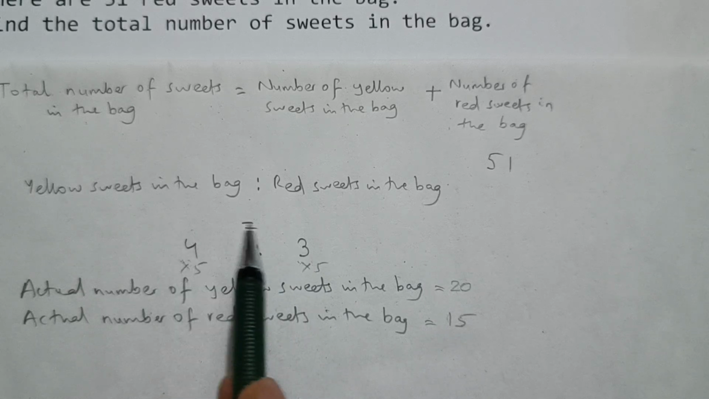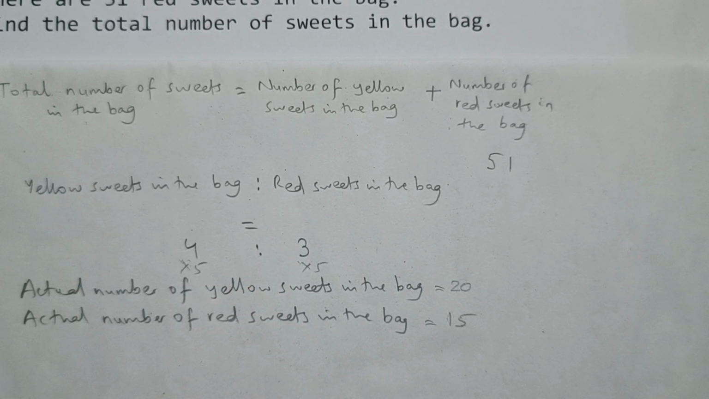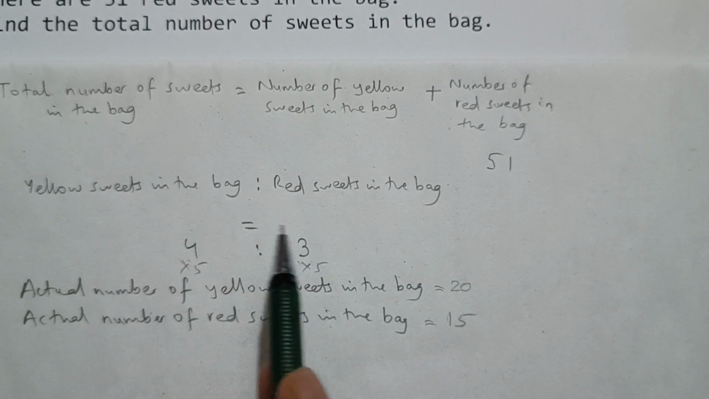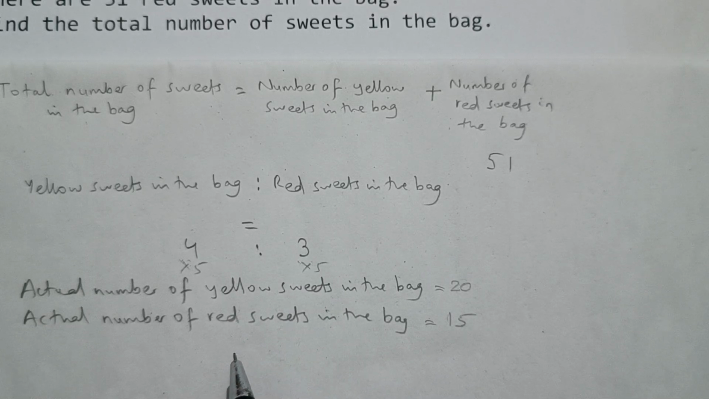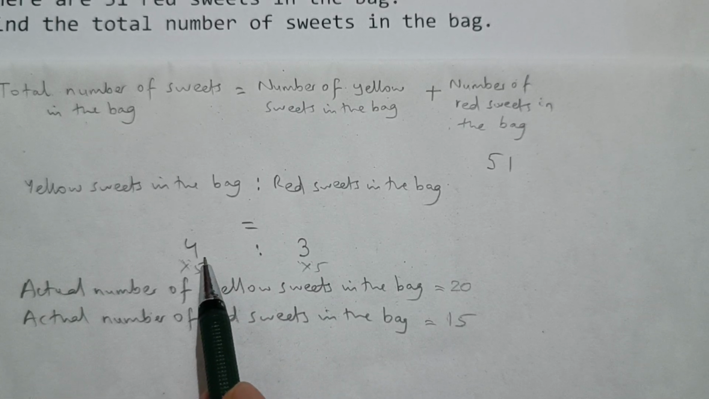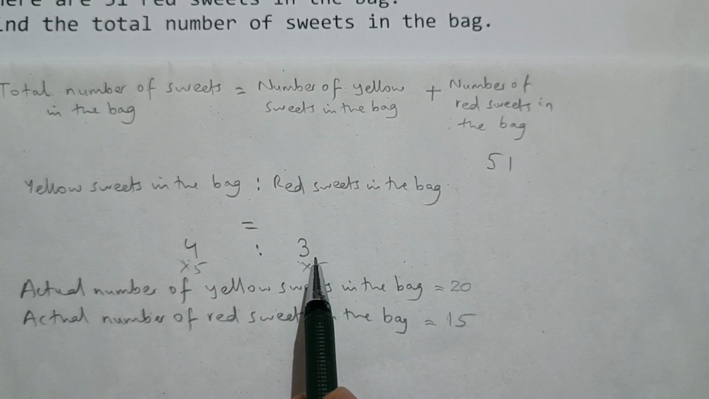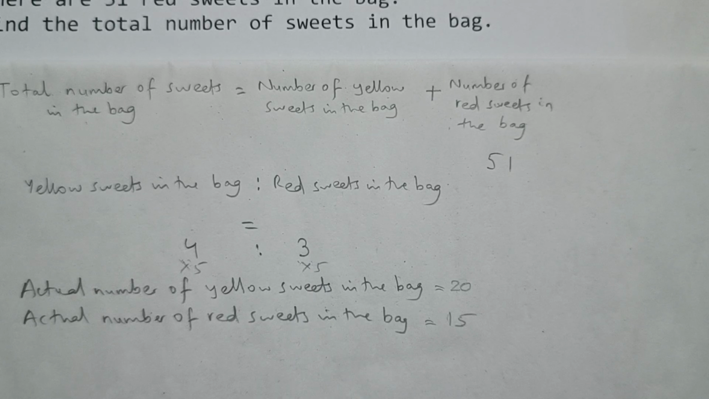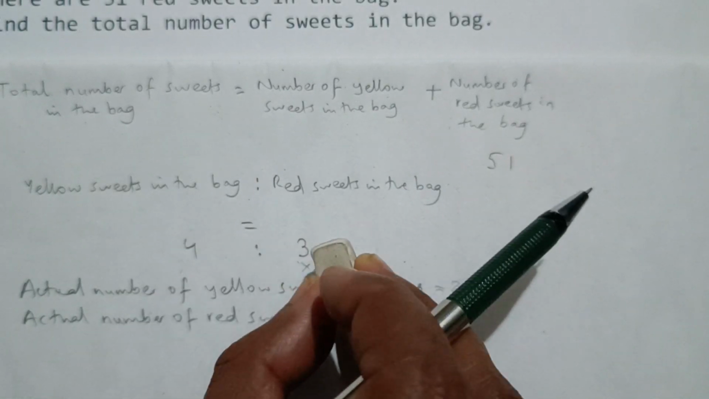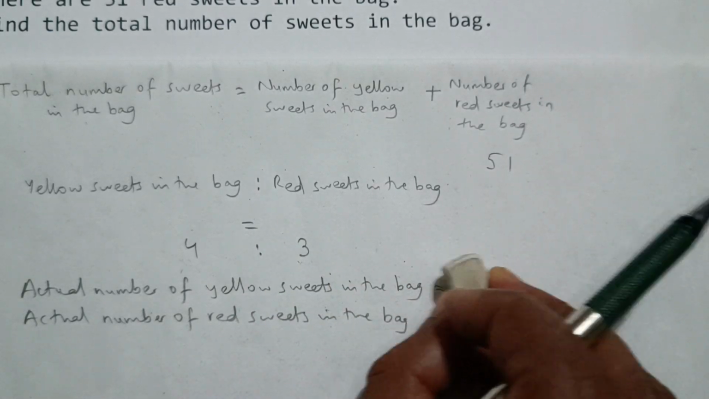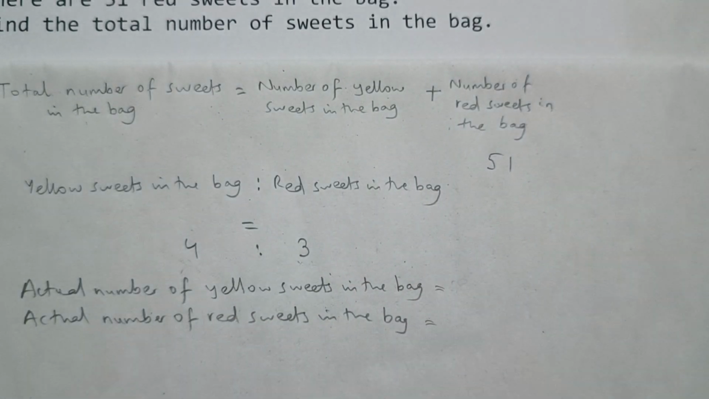So we are now going to multiply this ratio by x because we are not sure by which number we have to multiply this ratio. Whether we have to multiply it by 1, by 2, or by 3, that number is not known to me. So therefore, I am going to multiply this ratio by a variable, and I have taken that variable as x. So now I am going to multiply this ratio by x.